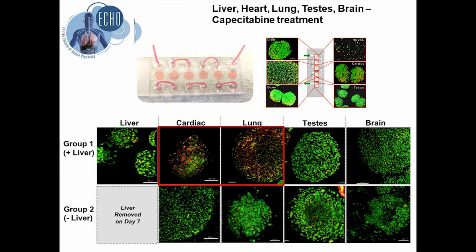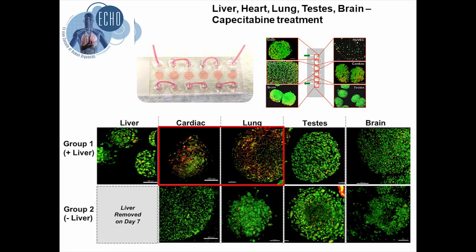There's one of our chips up top that's a 6 microreactor chip. This is an experiment we did with liver, heart, lung, testes, brain, and basically what we did was we conditioned 2 organoid systems, both with liver in them, and after a week, we took one of the liver constructs offline, left it in another setup, and then we added capecitabine, which is a precursor to 5-FU.